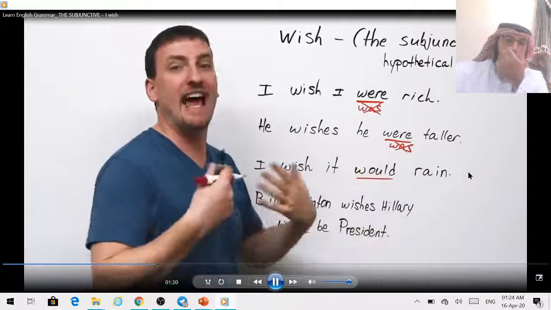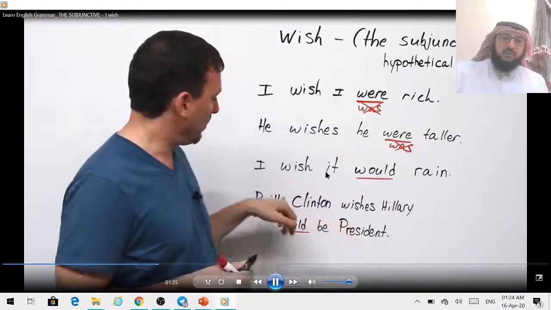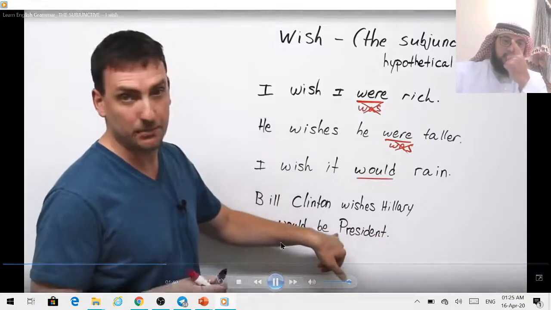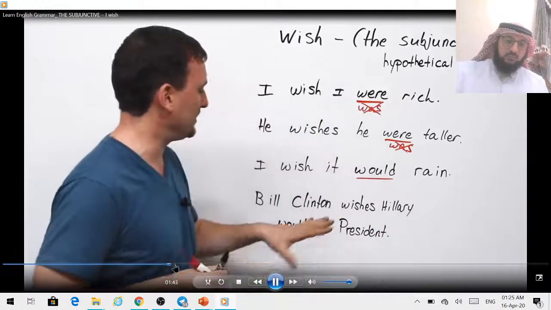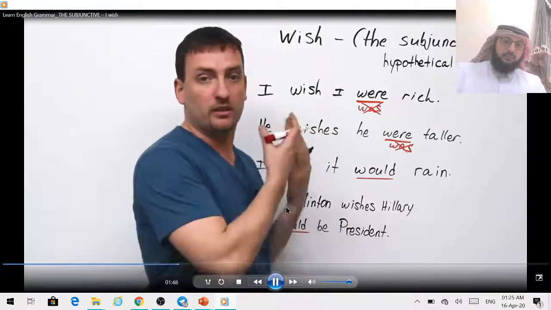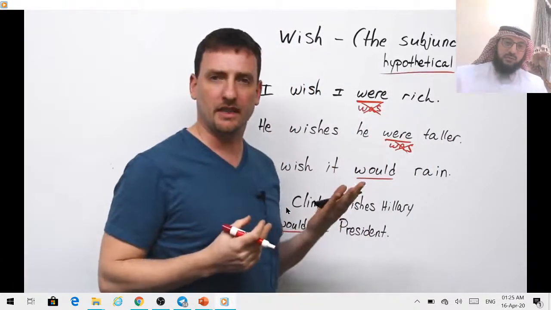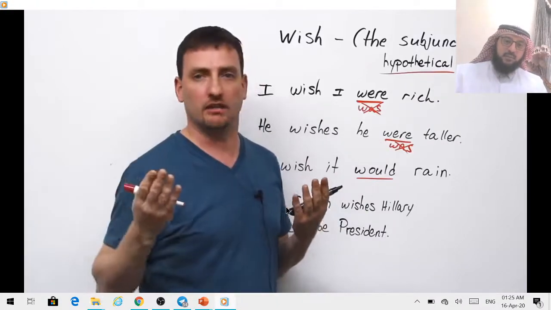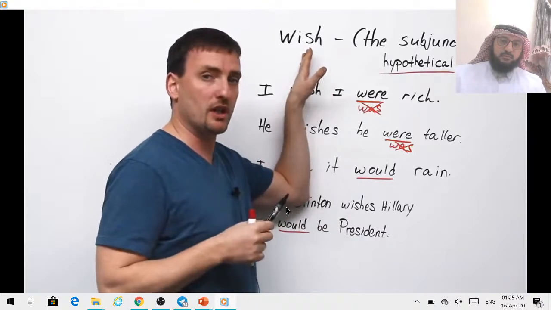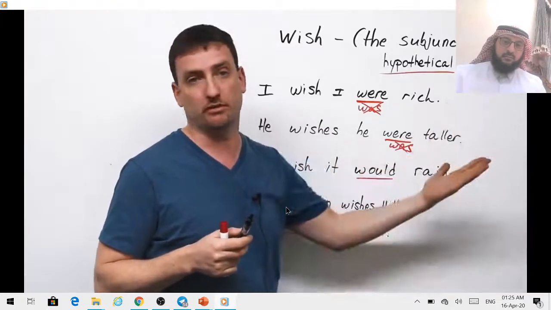Now here we're talking about an action verb, rain, like to come down, rain. So we use would. Bill Clinton wishes Hillary would be president. Notice the capital P, because president is a title here, specific. So this is called the subjunctive voice. What we are talking about when we use the verb wish is a hypothetical. What does hypothetical mean? Hypothetical means imaginary. It's not real. So anytime we use the verb wish, we're talking about something that isn't true and can't be true.